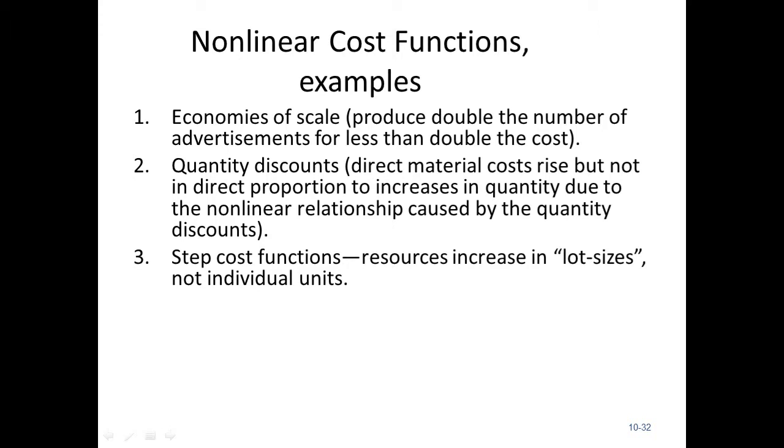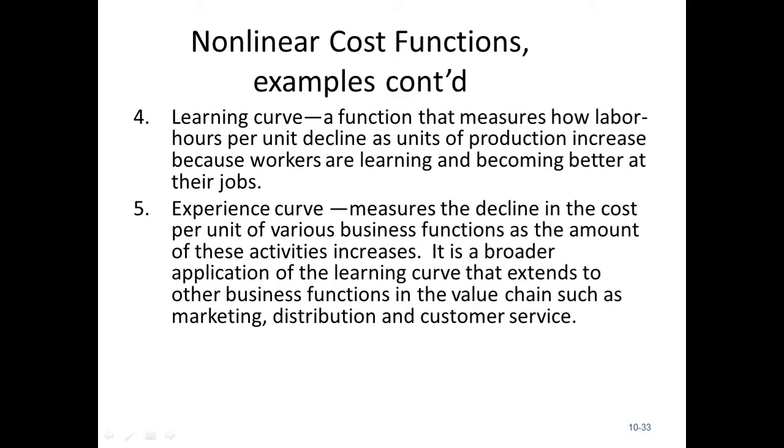Nonlinear cost functions can be created because of economies of scale, so they produce double the number of advertisements for less than double the cost. They can be due to quantity discounts. That's a direct material cost that rises, but not in direct proportion to increases in quantity, due to the nonlinear relationship that's caused by the quantity discount. Or we can have step cost functions, which create resources which increase in lot sizes, not individual units.